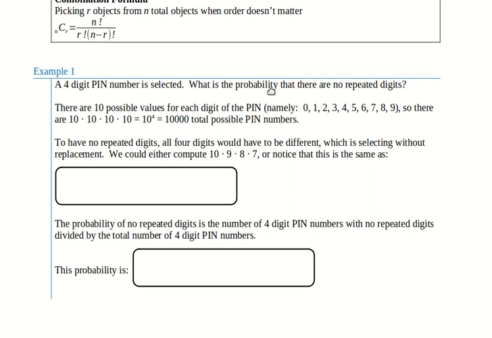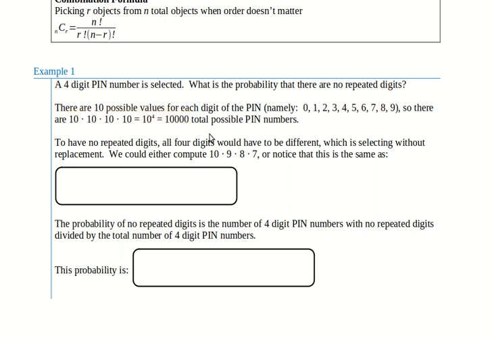There's 10 possible values for each digit. There's 10 because it starts at 0. So 0 through 9 gives us 10 digits. Each of those 4 digits can be selected independently. So 10 times 10 times 10 times 10 is 10 to the 4th, or 1 followed by 4 zeros. So 10,000 potential 4-digit PINs.